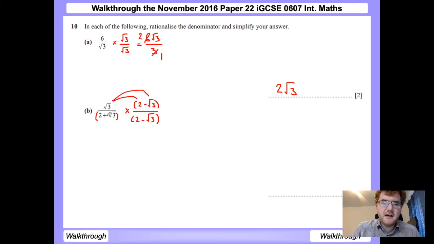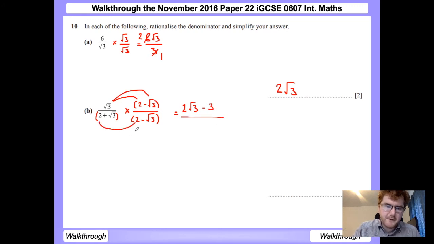So root 3 times 2, that's equal to 2 root 3. And then root 3 times minus root 3. Well, let's go through this. Root 3 times root 3 is 3. And the plus and the minus makes a minus. So we get minus 3. And now we use FOIL on the bottom.